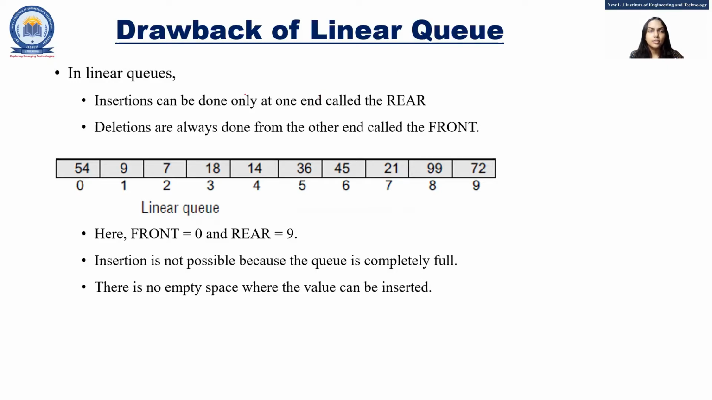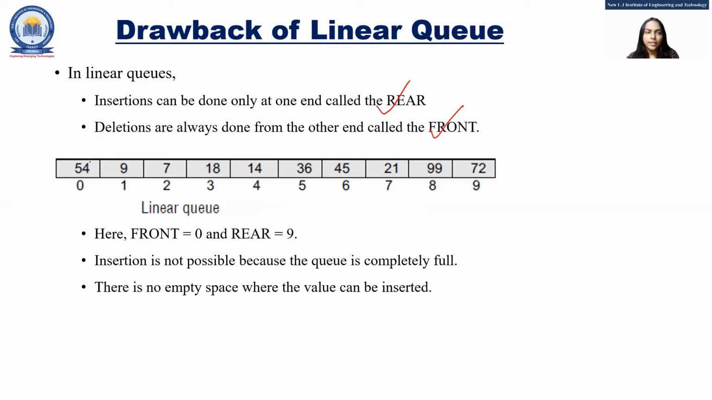If we want to add an element inside the queue, we can insert it using the rear pointer. Once we enter the element, we increase the rear pointer and add the element. Similarly, in a queue, deletions are always done from the other end, and that is called front.